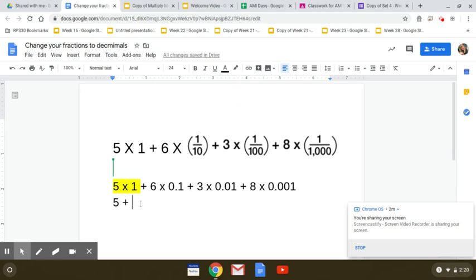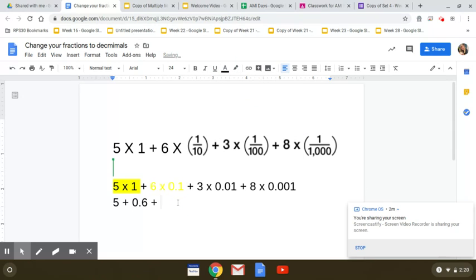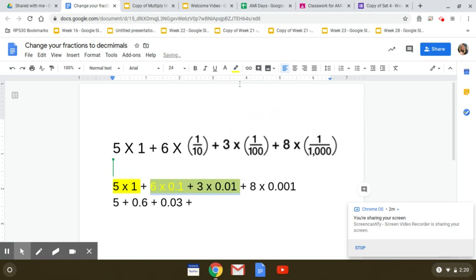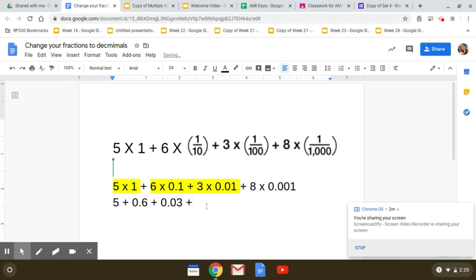So then I'd have 6/10 plus 3 times 1/100th, which would be 300ths, plus, so I've done all this, so I'm just highlighting it off so that I know I've completed it. Then 8 times 1/1000th would be 8,000ths, 0, 0, 0, 8. And so I'm going to highlight off that so I know that I've completed that.